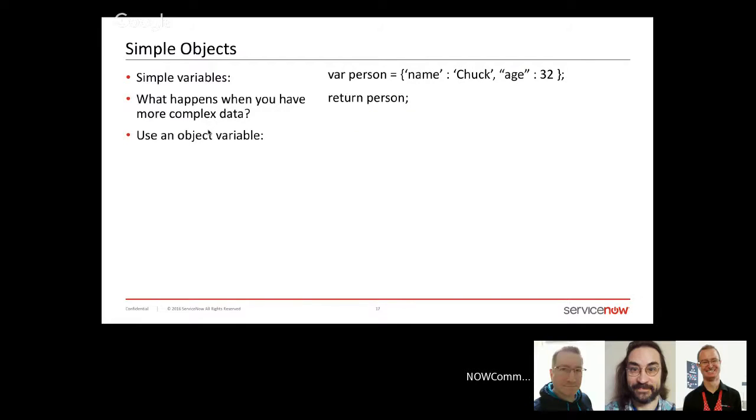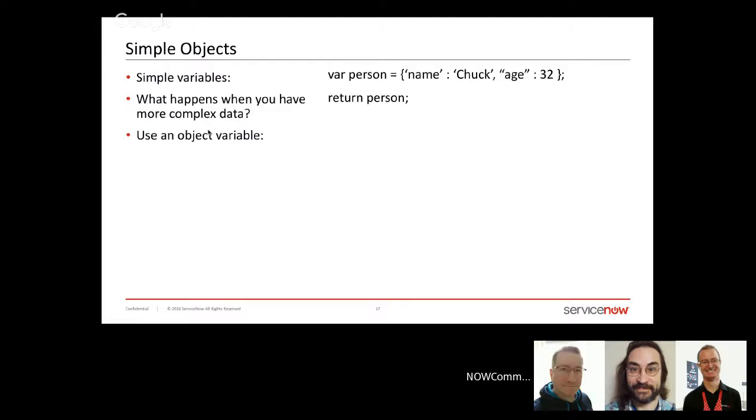exactly what it is. I would create a person object with the curly brace notation and say it has a property name with a value Chuck and a property age with a value of 32. Notice 32 is not quoted, so it represents a true integer. I don't have to do any type checking and converting and whatnot. And when I return person, it's an object.